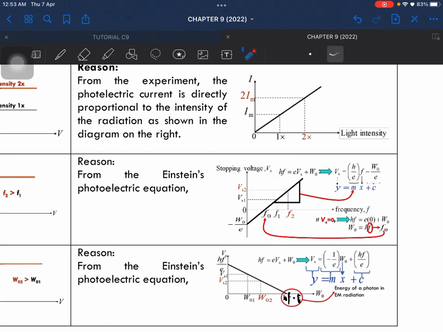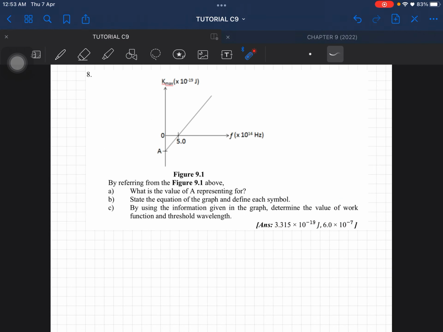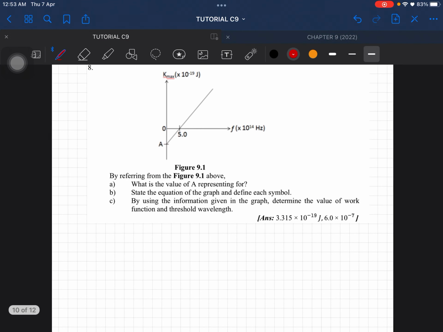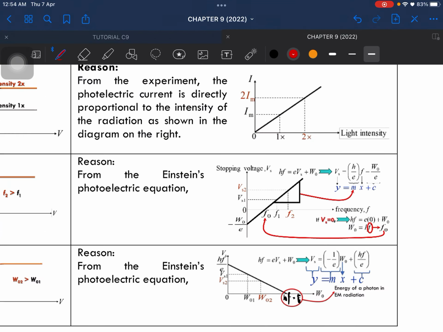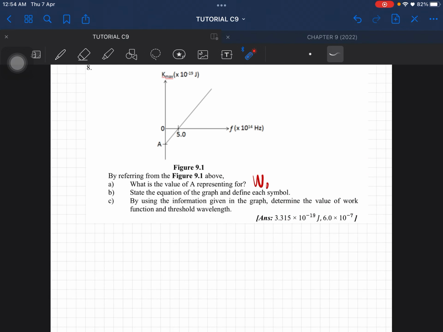So basically the y-intercept, which is point A, is telling us about the work function. Okay, all right. Work function, if you look at this, it is divided by e because this is going to give us the work function in electron volts only. That's it. Okay, right.